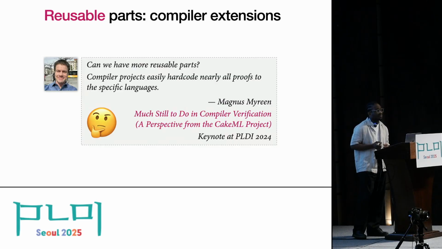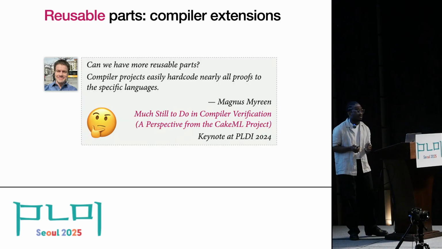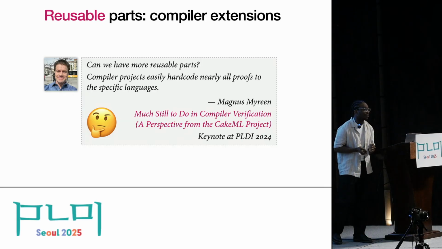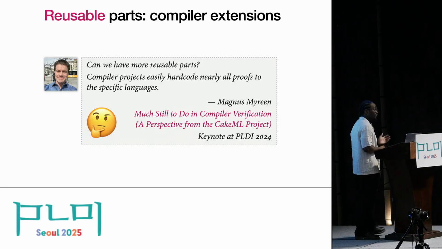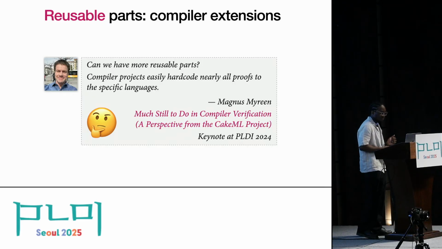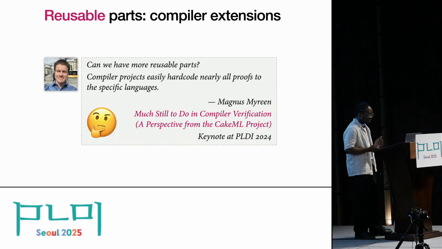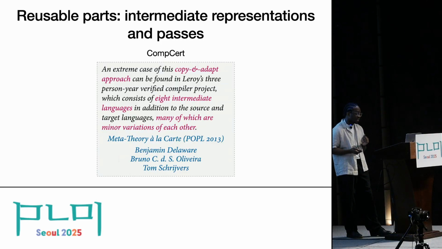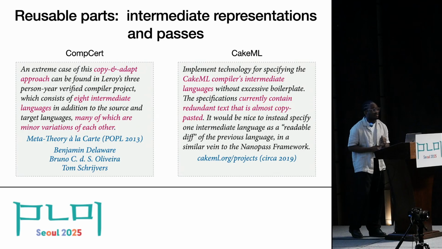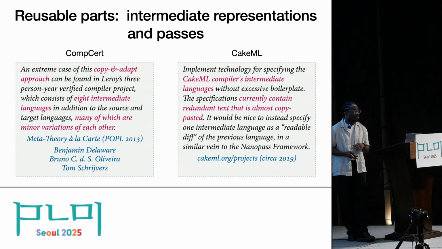In the case of certified compilers, this problem is even more pressing because we have code and we have proof. In last year's PLDI keynote, we had Magnus Myreen, who is the author of the CakeML certified compiler, talking about the need for extensibility and reuse in certified compilers and in proof engineering projects for certified compilers. Also in CompCert, they have noted the copy and paste between IRs and semantics for IRs in the CompCert code base. And the same thing for CakeML, where they talk about needing a readable diff infrastructure.